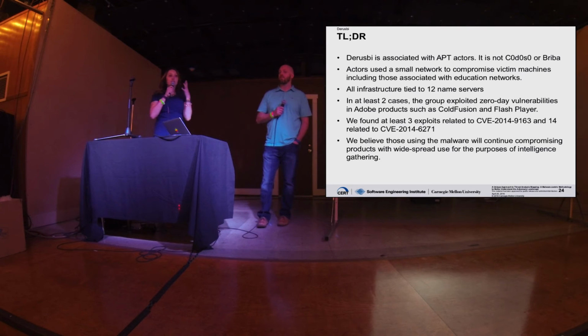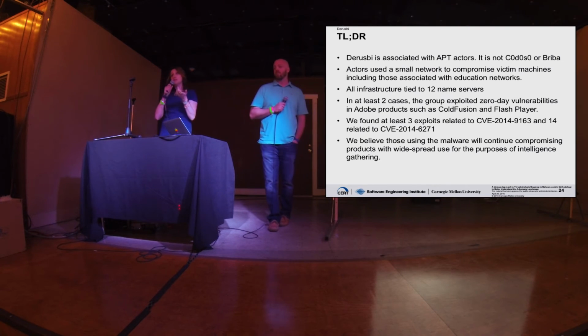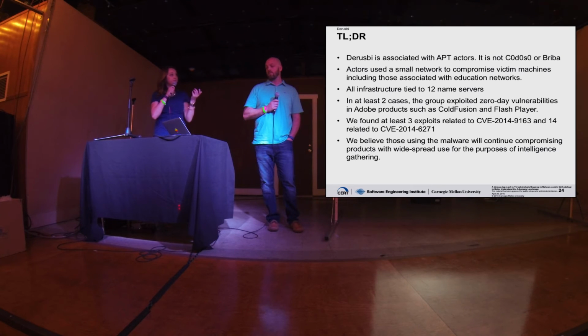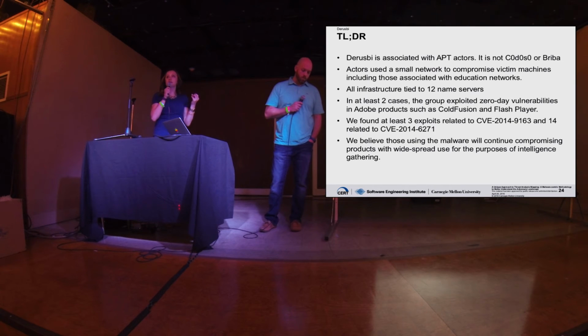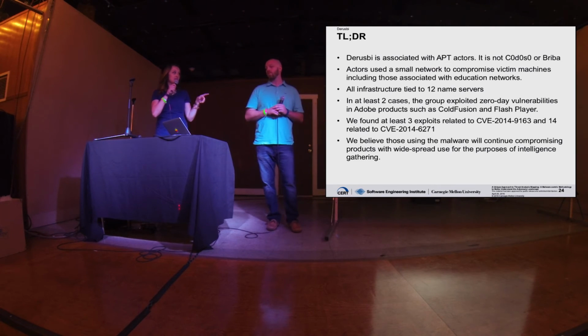The actors used a very small network compared to some of the other networks that I've looked at. I think I forgot to bring this up, but one of the organizations was actually the Taiwanese academic network that was used during CNO, which I thought was kind of interesting. So we can say that, at least to some degree, the actors were probably targeting that organization in some way. The infrastructure uses only 12 name servers, and in at least 2 cases, the group exploited 0-day vulnerabilities.